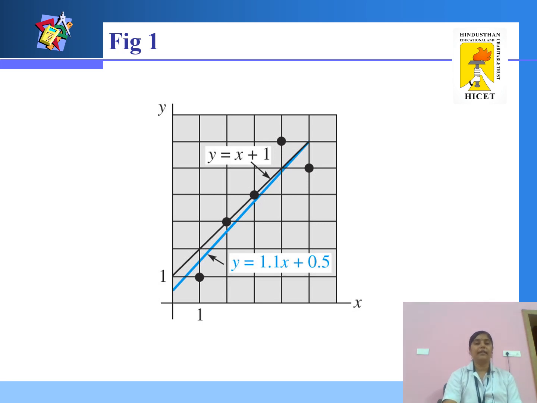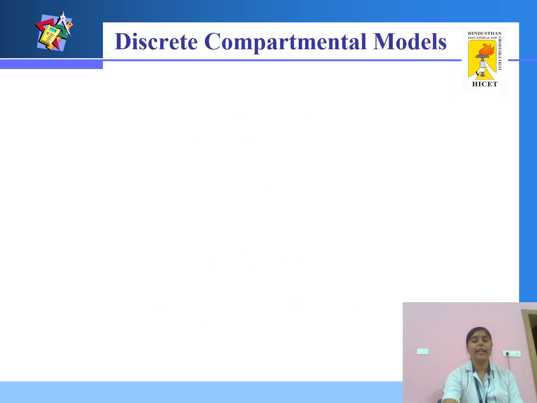So this represents the figure. You can just see the diagram, and you will be able to understand the concept. Next, we move on to the next topic, discrete compartmental models.